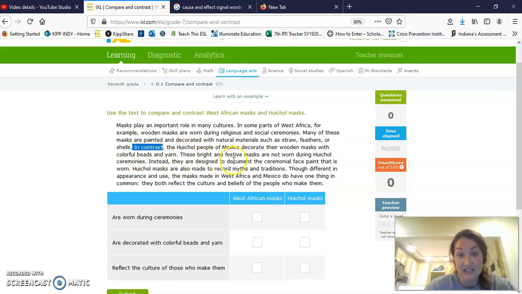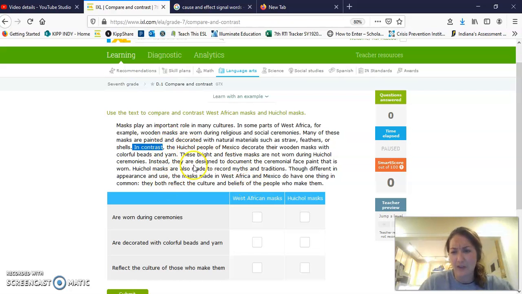These bright, festive masks are not worn during Hikol ceremonies. Instead, they are designed to document the ceremonial face paint that is worn. Hikol masks are also made to record myths and traditions. Though different in appearance and use, the masks made in West Africa and Mexico do have one thing in common. They both reflect the culture and beliefs of the people who make them.